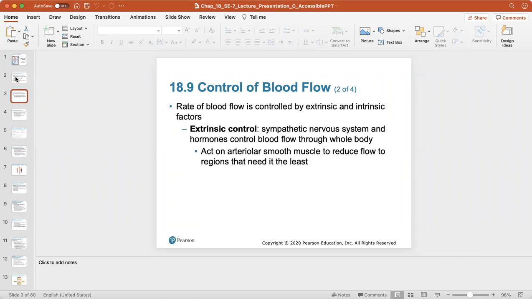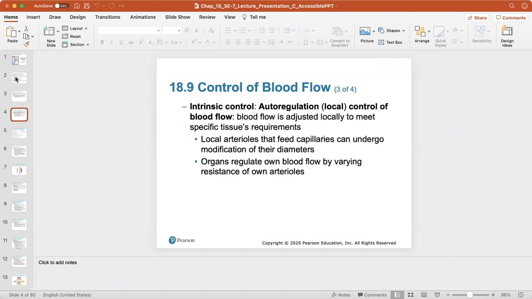The rate of blood flow is controlled by both extrinsic and intrinsic factors. Extrinsic controls are the sympathetic nervous system and hormones that control the blood flow through the whole body, and they act on our arterial smooth muscle to reduce flow to regions that need it the least. And intrinsic control is autoregulation or local control of blood flow, and this is where blood flow is adjusted locally to meet specific tissues' requirements.